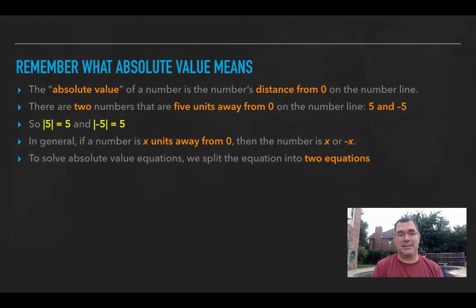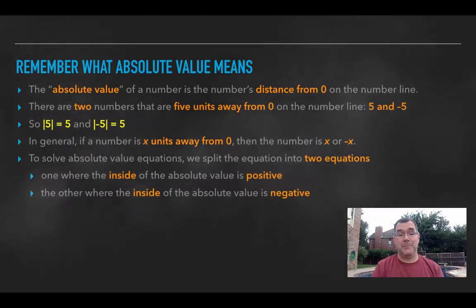In general, if a number is x units away from 0, then the number is either x or it's negative x. So we're going to use that logic when we are solving absolute value equations, and what that means is we're going to have to split that equation into two separate linear equations and solve them both. One of those equations is going to be where the inside of the absolute value, those vertical bars, whatever's in there, is positive. And the other one is going to be where the inside of the absolute value is negative. The reason that we have to do both is because we don't know what the value of the variable is, and since the variable is inside the absolute value symbols, we don't know whether what's inside those absolute value symbols is positive or negative, so we need to consider both.